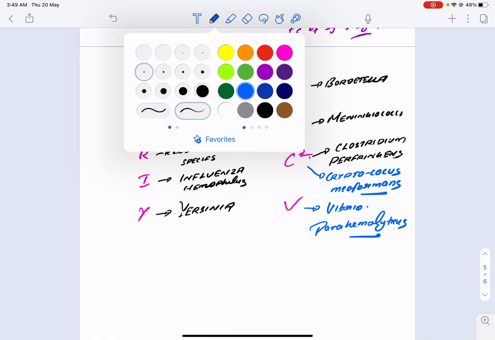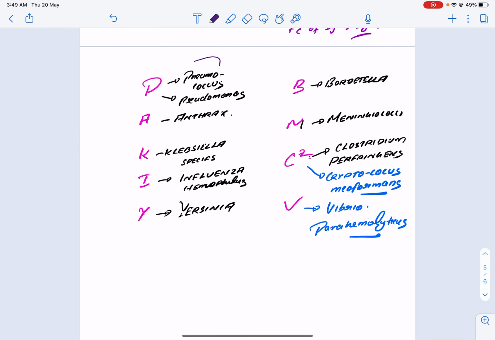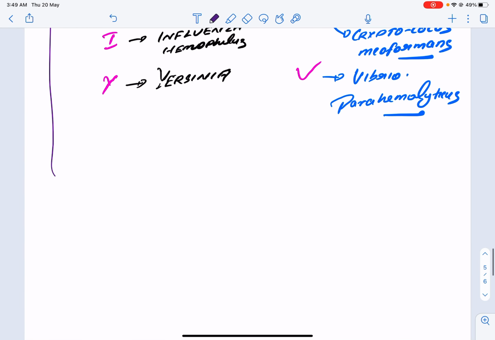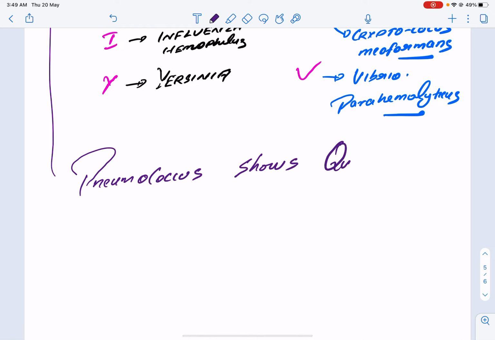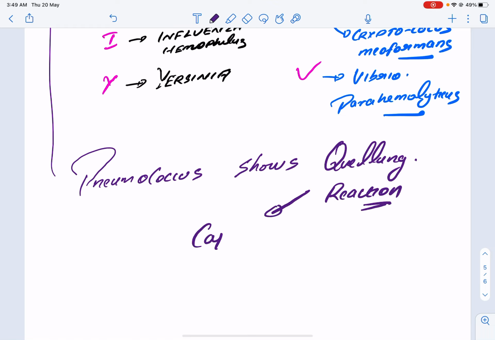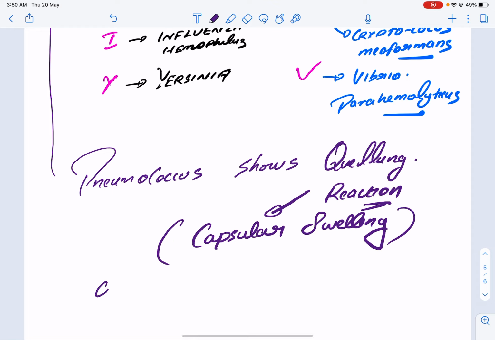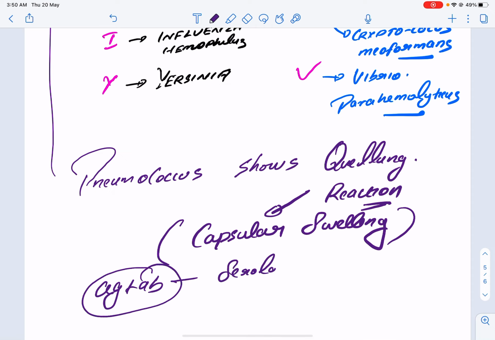They are having what? This capsule, and now you know what a capsule is. So, talking about pneumococcus, it will show a different property because of this capsule. Remember, pneumococcus shows a very fine property called the Quellung reaction. What will they show you? Quellung reaction. That's a type of capsular swelling that happens when a serological antigen reacts with antibody of the capsule. It's a serological reaction.